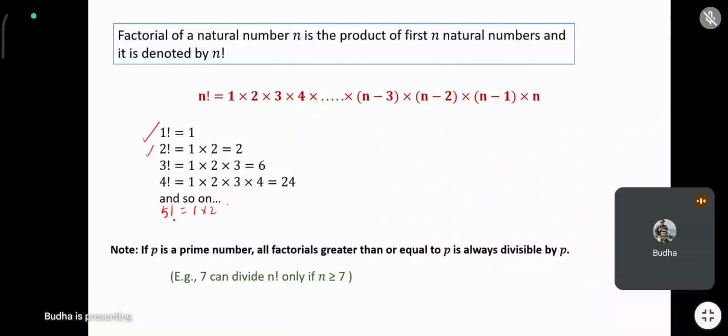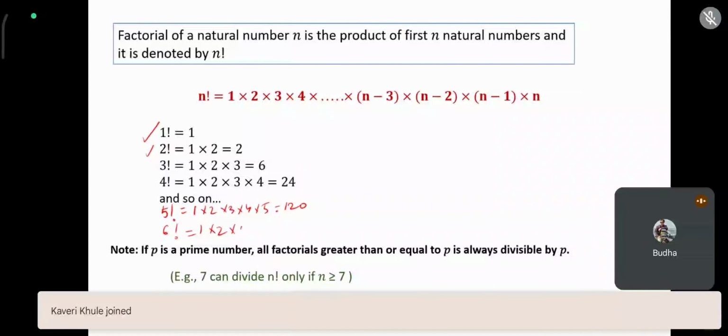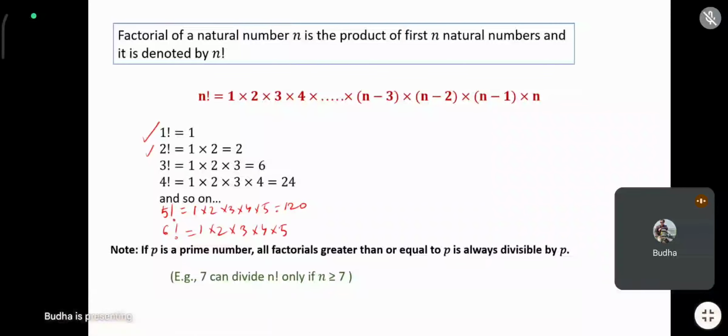1 into 2 into 3 into 4 into 5. How much is it? 120. 6 factorial is 1 into 2 into 3 into 4 into 5 into 6. 720. Now look at this, everyone.